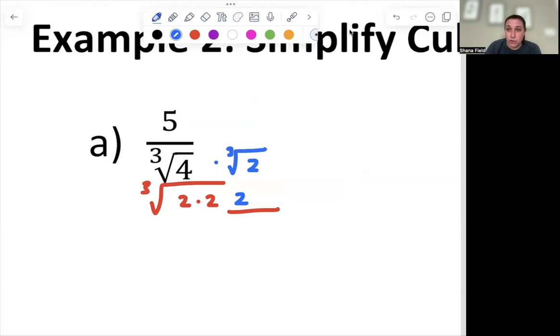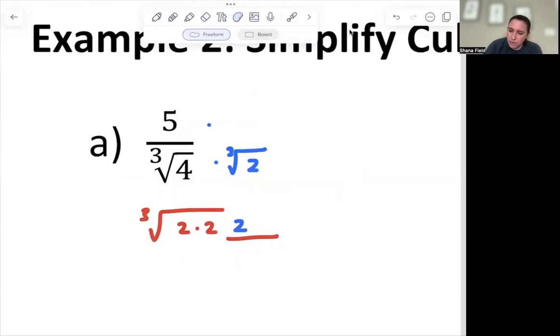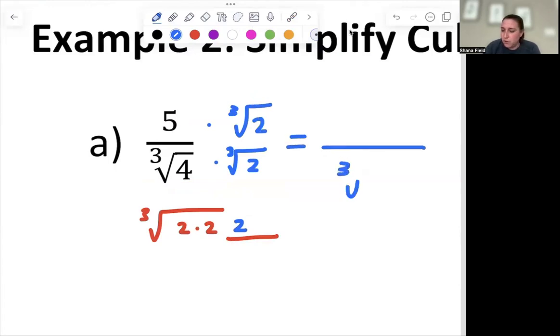And technically it is a cube root, right? So I'm going to multiply. I'm going to move this down real quick just a little bit. Okay, so I'm going to multiply by the cube root of 2 on top and bottom. So that's going to give me the cube root of 8 on the bottom, which we know is a 2.